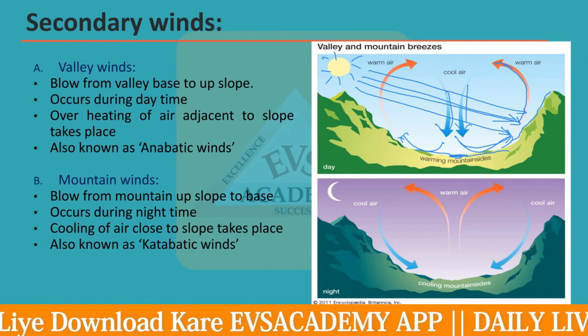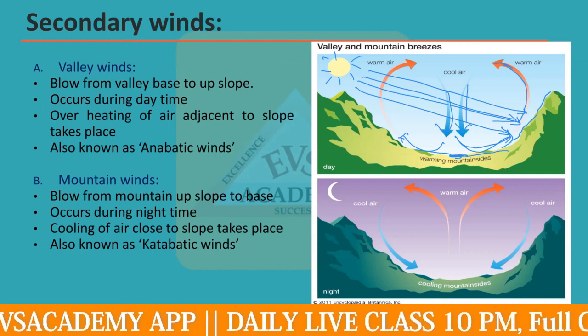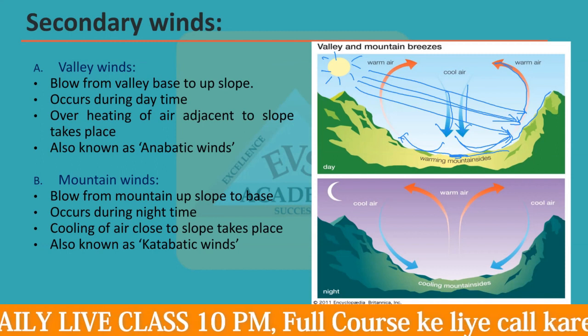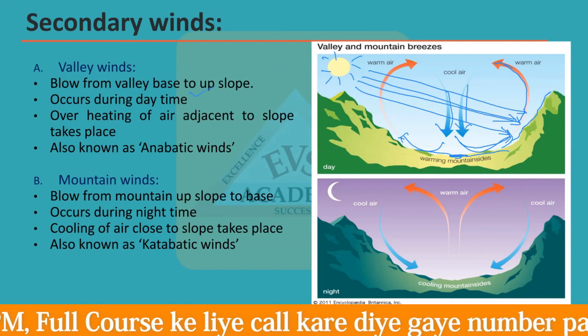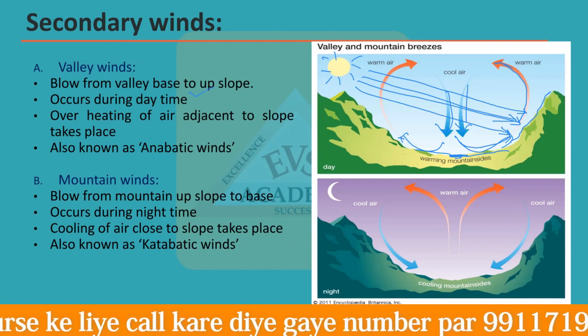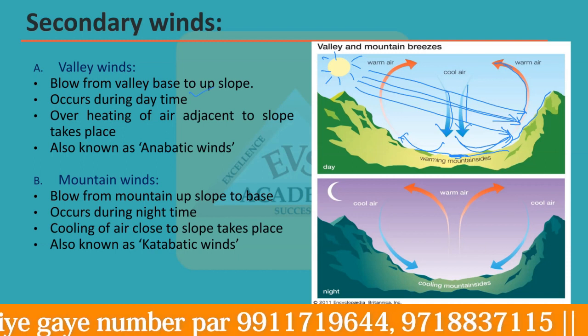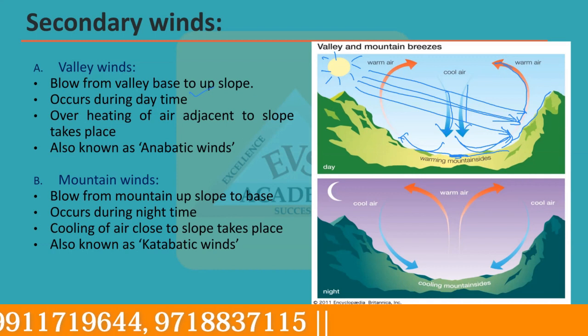So we can say that the wind is the valley wind. It blows from the valley base to the upslope of the mountain, and it occurs only during the daytime. Why? Because of the differential heating of the sunlight. The overheating of the mountain takes place during the daytime, which ultimately induces the movement of air from the valley region to the mountainous region.